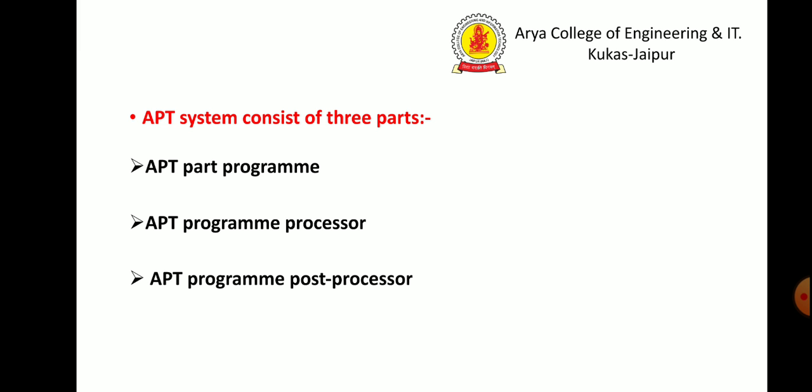The APT system consists of three parts: APT programs, APT processor and APT post processor. These are the three parts of Automatically Programmed Tools.